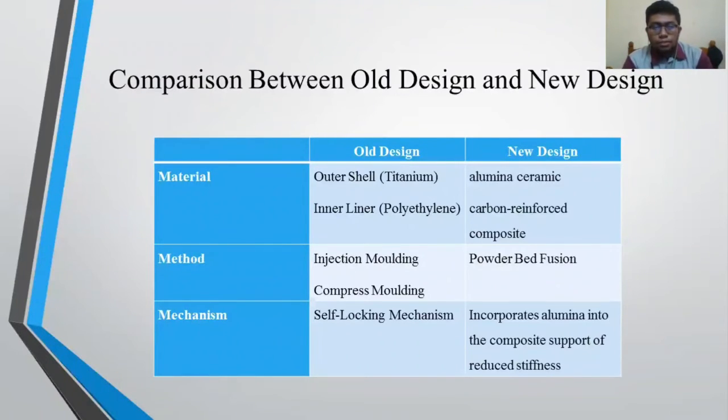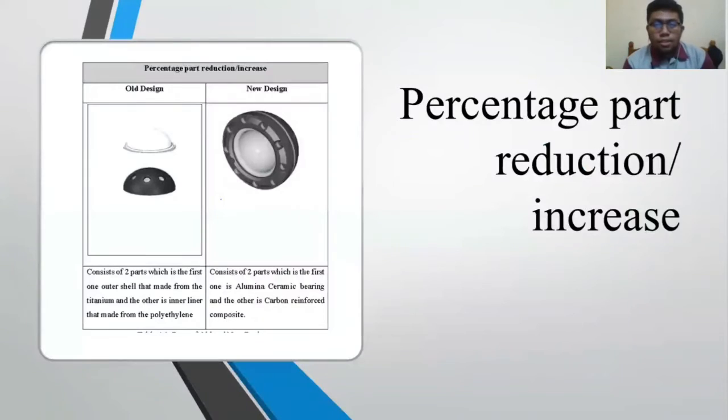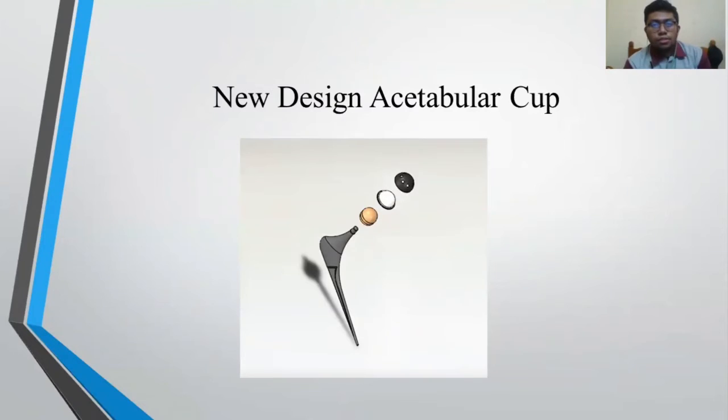For the mechanism, the old design uses a self-locking mechanism. The new design incorporates alumina into the composite support to reduce stiffness. Next is the percentage part reduction or increase. As we can see, the old design consists of two parts: the outer shell made from titanium, and the inner liner made from polyethylene. The new design also consists of two parts: the alumina ceramic bearing and the carbon reinforced composite. So this is our new design acetabular cup.